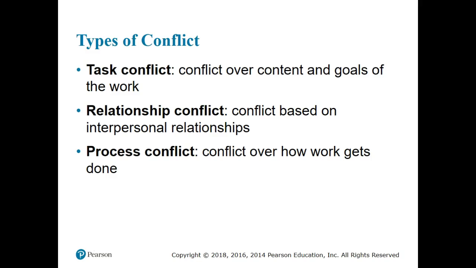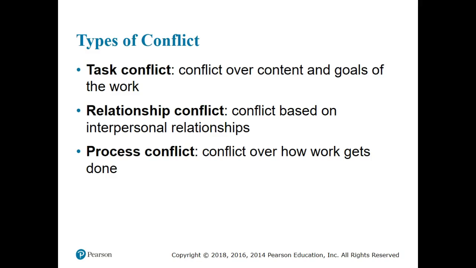So task conflict relates to the content and goals of the work. Relationship conflict focuses on interpersonal relationships. And then you have process conflict, and that refers to how the work gets done. Research shows that relationship conflicts are almost always dysfunctional because of the interpersonal hostilities, increased personality clashes, and decreased mutual understanding, and the tasks don't get done. That was kind of the example I was explaining a few slides ago.